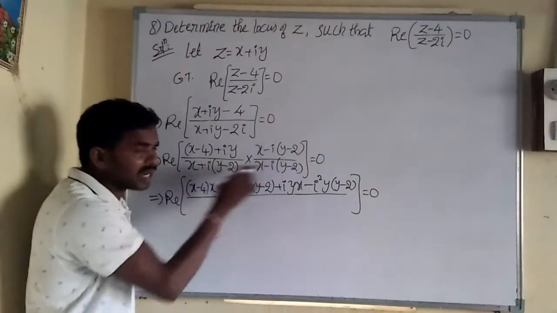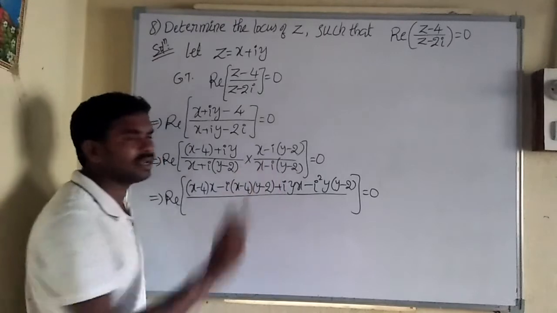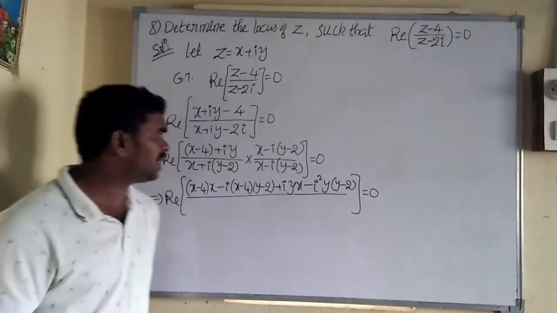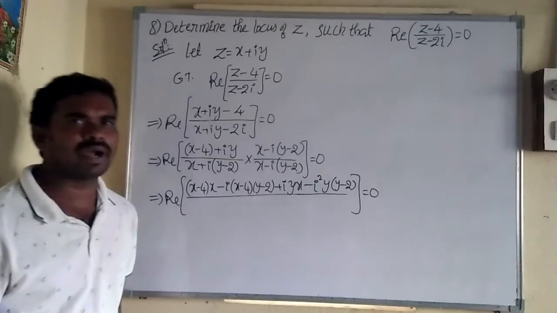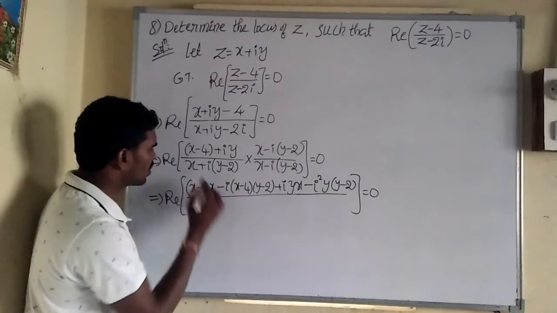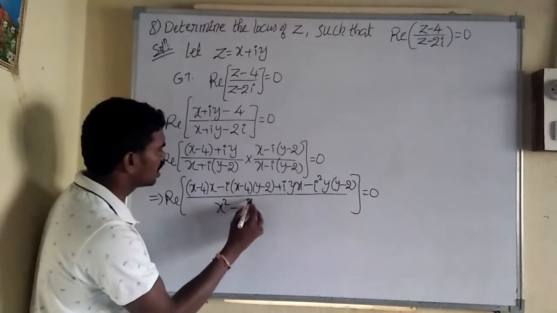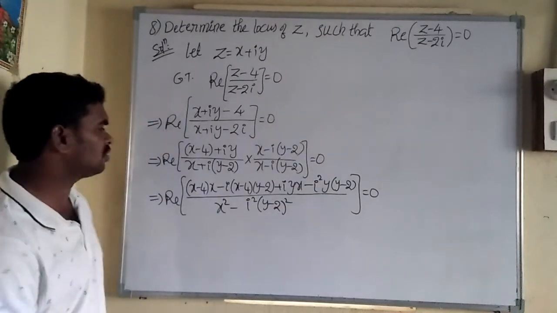So what about the denominator? This is in the form of a plus b into a minus b. So what is a plus b into a minus b equal to? Yes, a square minus b square. Very good. According to that, you can write x square minus I square into y minus 2 whole square equal to 0.